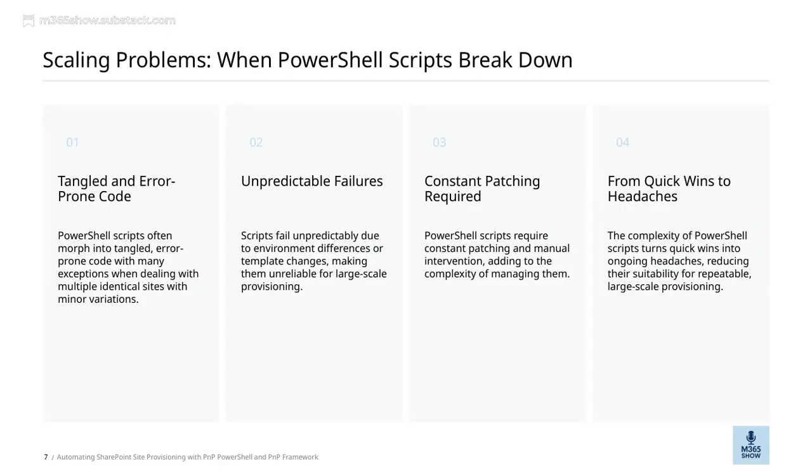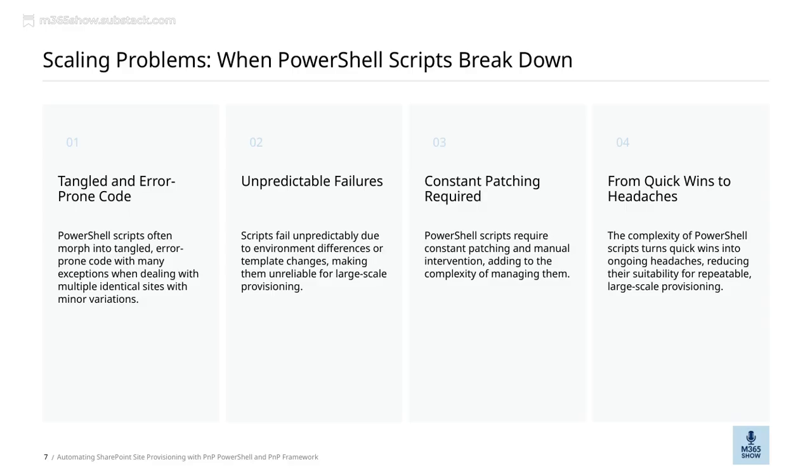Let's talk about the scalability issues with PowerShell scripts. While they often provide quick wins initially, as you try to scale up and automate larger provisioning tasks, the complexity quickly becomes a headache. This is because these scripts tend to require constant patching and manual adjustments, which adds to the overall management burden. You'll also find that failures can happen unpredictably, especially when environment configurations change or when template updates are made. That unpredictability makes relying on these scripts for large-scale deployment risky.